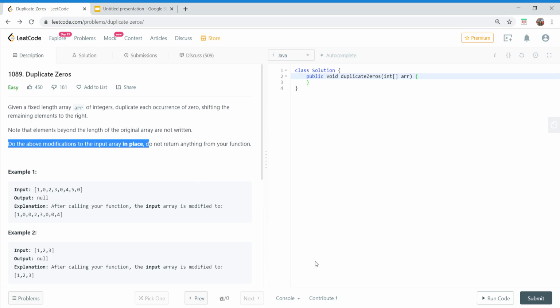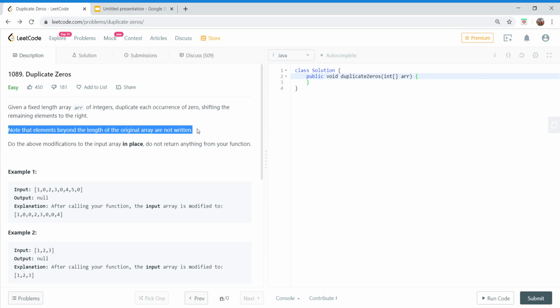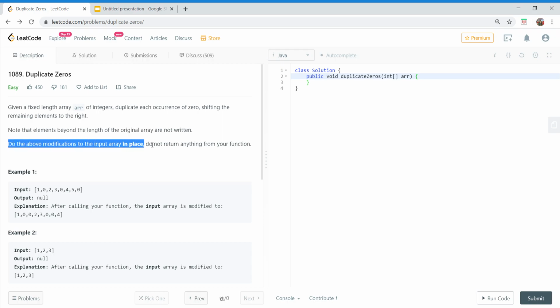Hi everyone, let's try attempting another LeetCode question, which is duplicate zeros. Given a fixed length array of integers, duplicate each occurrence of zero, shifting the remaining elements to the right. And note that elements beyond the length of an original array are not written. Do the above modification to the input array in place. Do not return anything from your function.